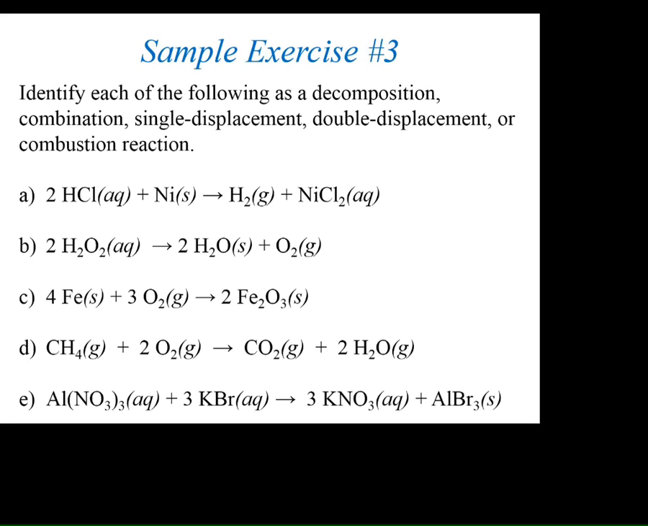So how would you classify A? Single replacement or single displacement, right? Single, because one thing moves, the chlorine. How would you classify B? One thing became two things, so decomposition. How about C? Two different things came together to make one thing, so combination. How about D? That's combustion. Hydrocarbons, oxygen, making carbon dioxide and water. How about the last one? Two things move, nitrate and bromide, both change partners. D was combustion. E was double replacement or double displacement.